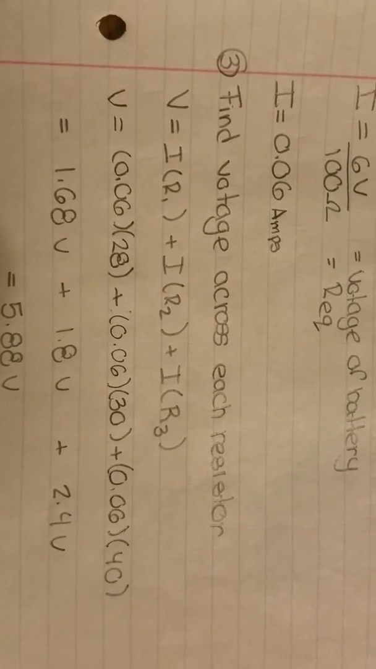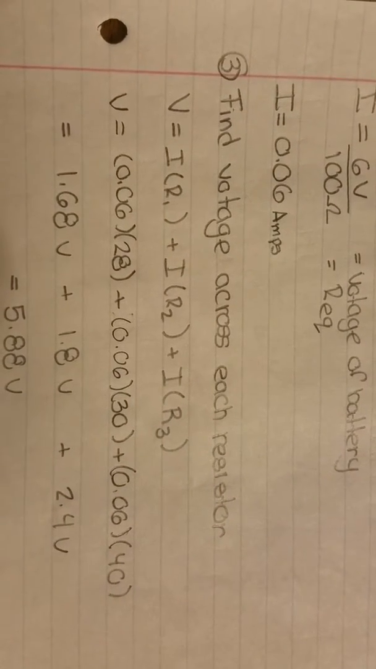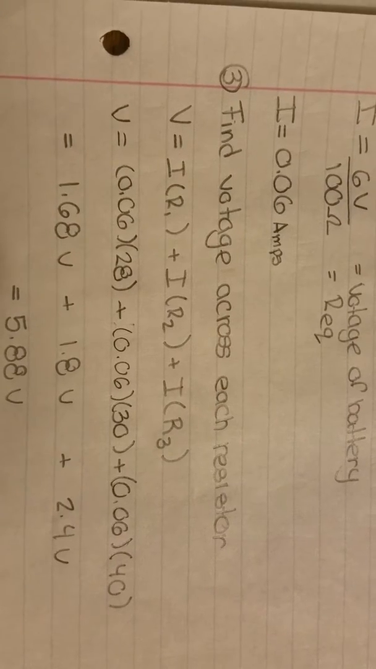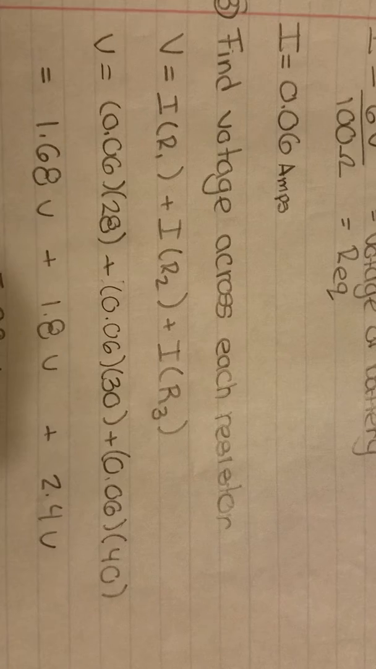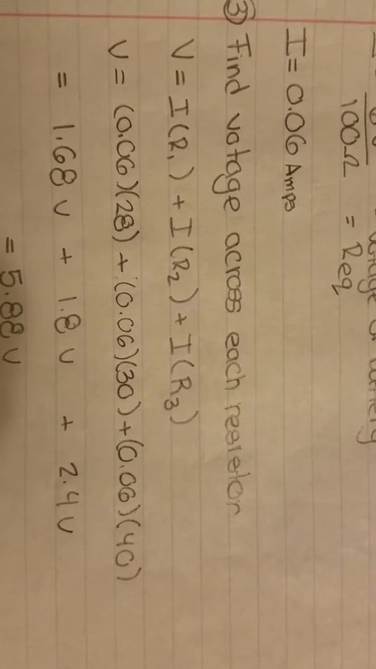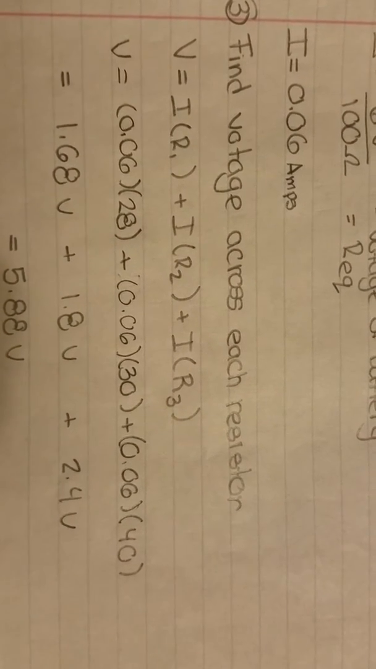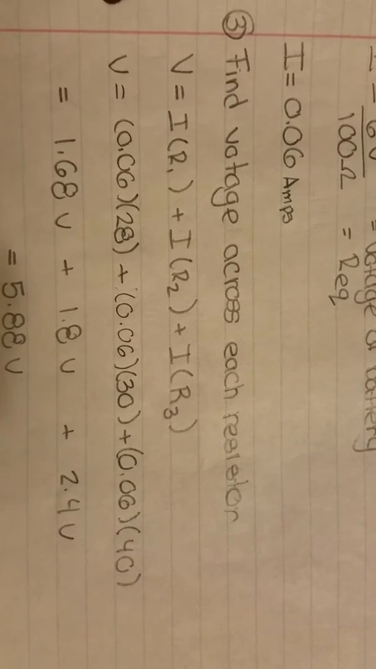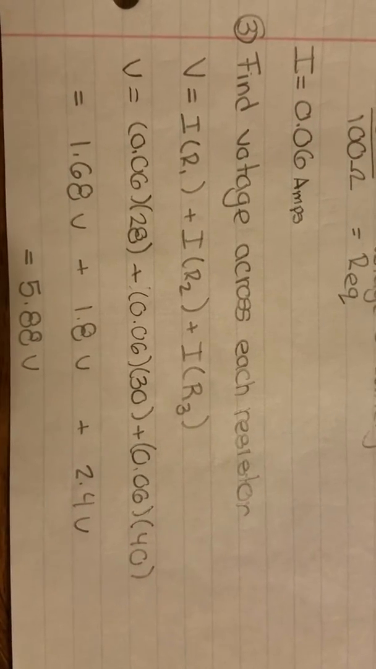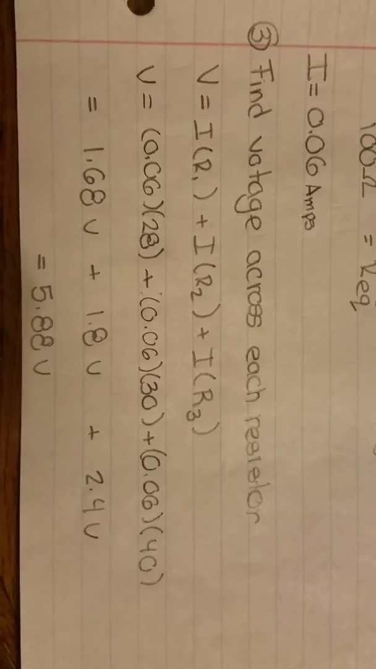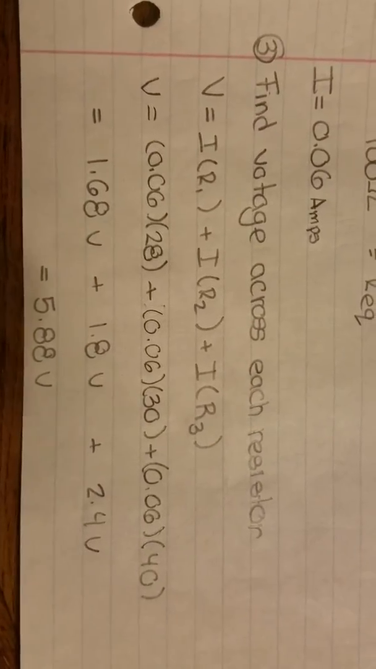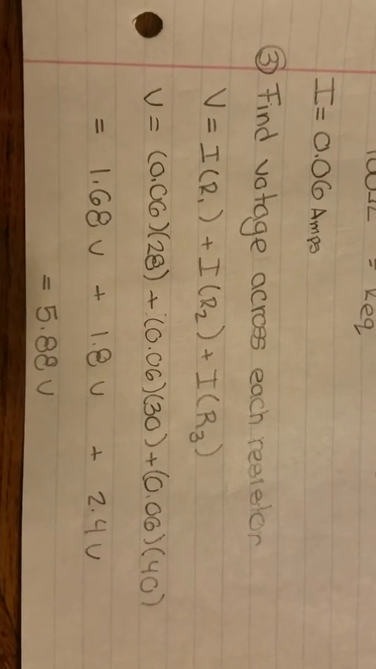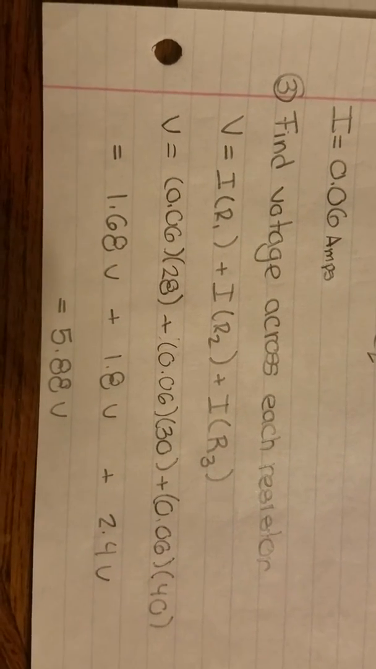So we get V is equal to I times R1 plus I times R2 plus I times R3. So you get something that looks like this, which is V is equal to 0.06 times 28 plus 0.06 times 30 plus 0.06 times 40, and you get 1.68 volts plus 1.8 volts plus 2.4 volts is equal to 5.88 volts, which is the voltage difference between points A and B.